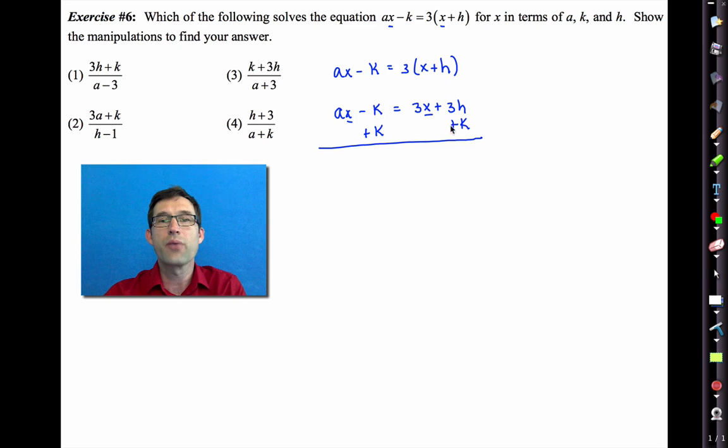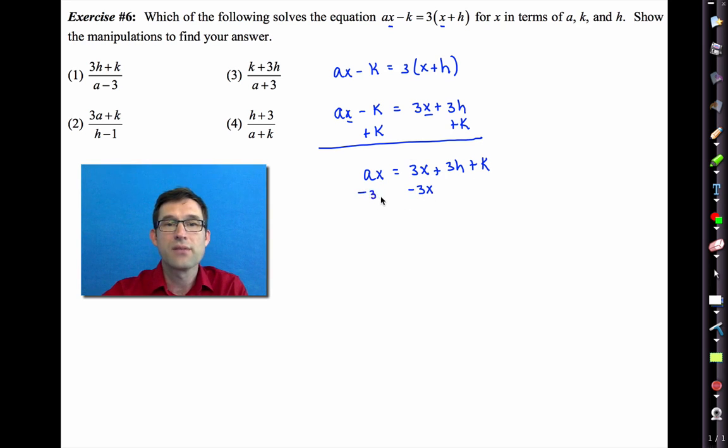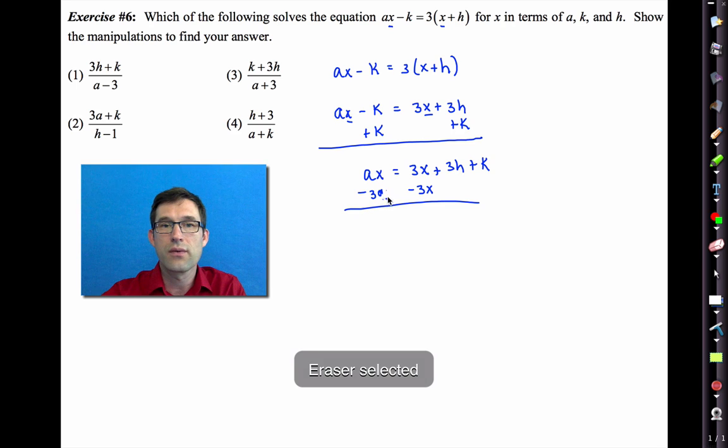So I'm going to use the additive property of equality to add k to both sides. Negative k, positive k will cancel out, and I'll get 3x plus 3h plus k. Generally speaking, I try to move everything with an x to the other side. So I'm going to subtract a 3x from both sides. And then I'm going to get rid of this x because it looks funny, and write it again.